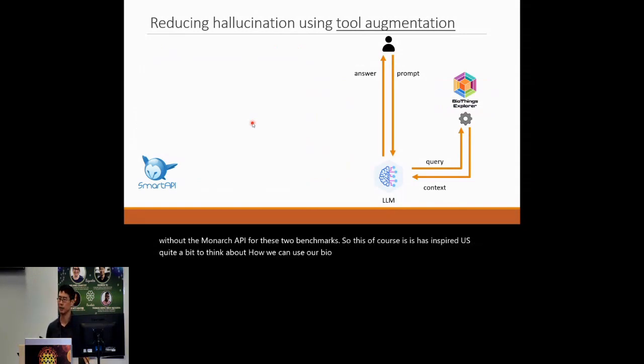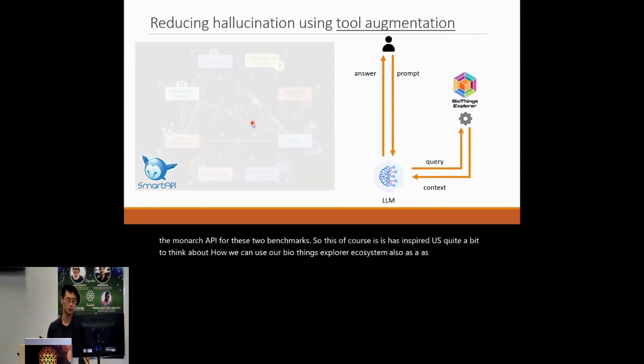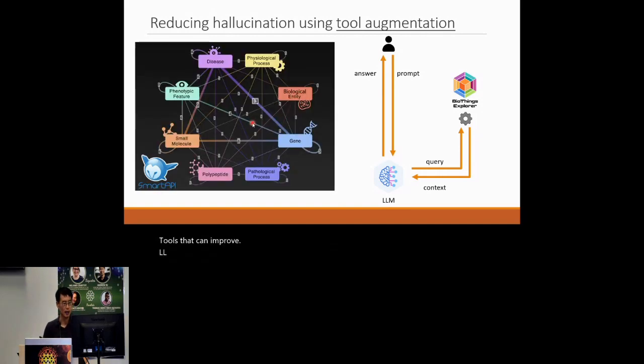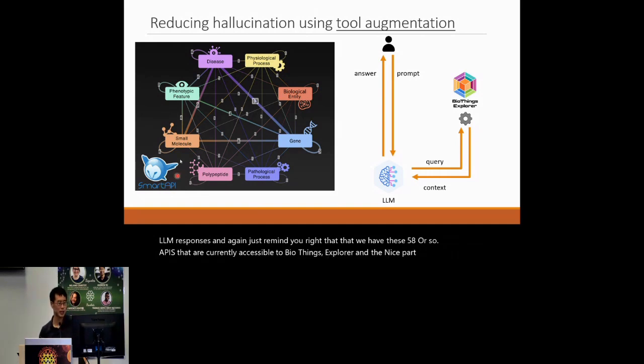So this, of course, has inspired us quite a bit to think about how we can use our BioThings Explorer ecosystem also as an ecosystem of tools that can improve LLM responses. And again, just to remind you, we have these 58 or so APIs that are currently accessible to BioThings Explorer. And the nice part about leveraging community repositories, these community registries of API metadata, right?